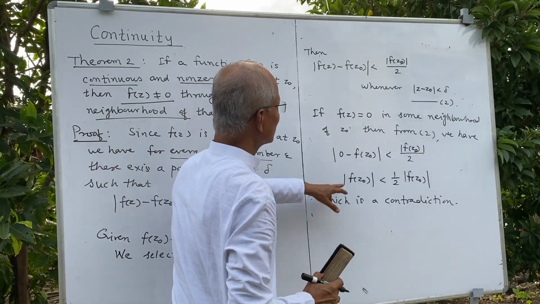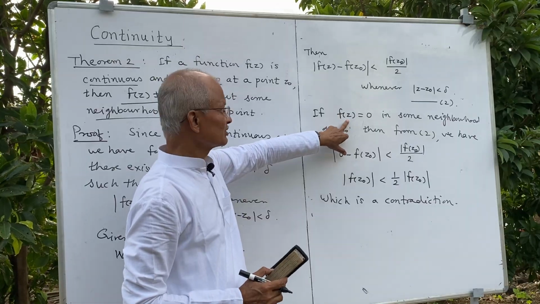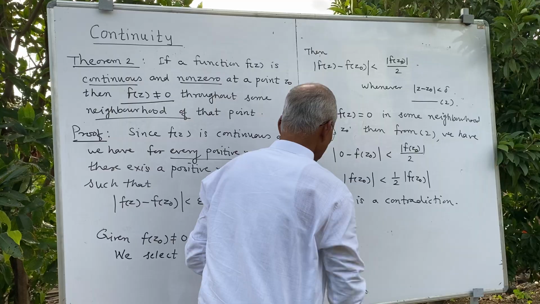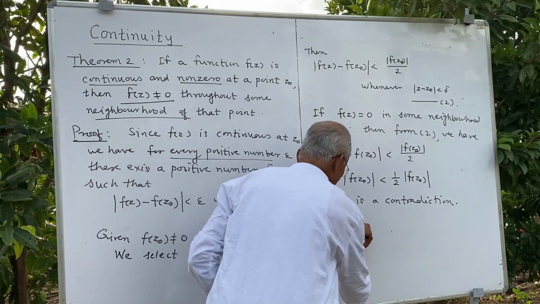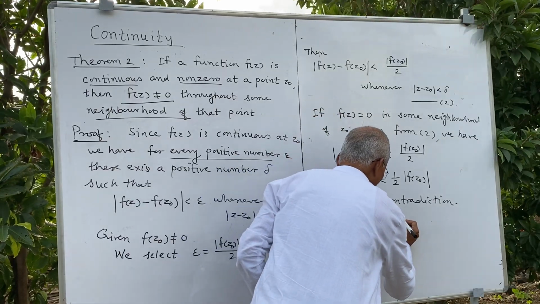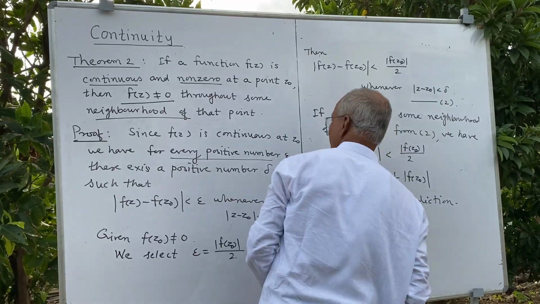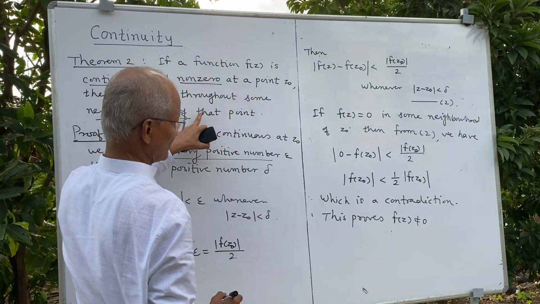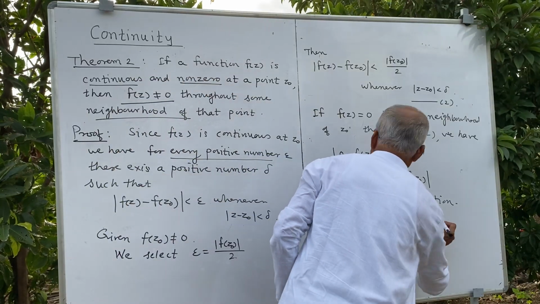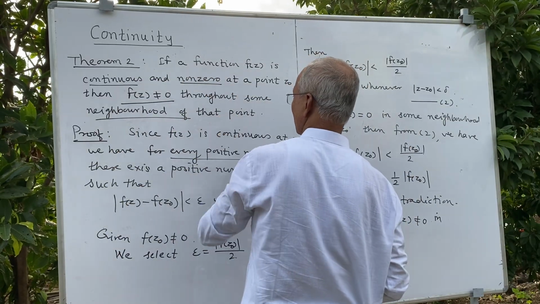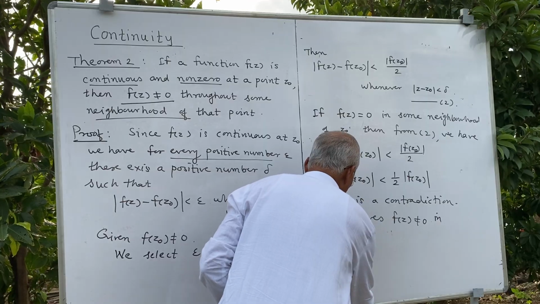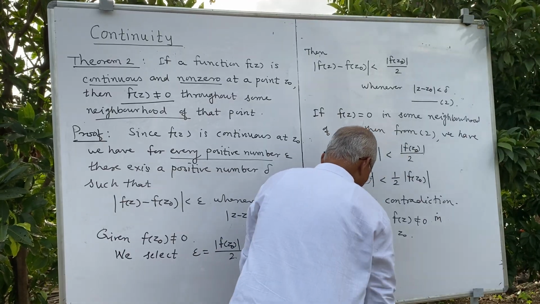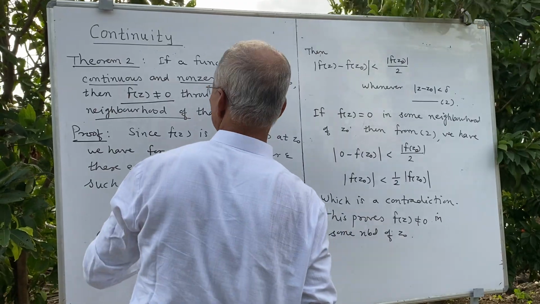And this contradiction proves that f of z must not be 0, that is, it is non-zero. This proves f of z is not equal to 0 in some neighborhood of z naught, and thus this proves the result.